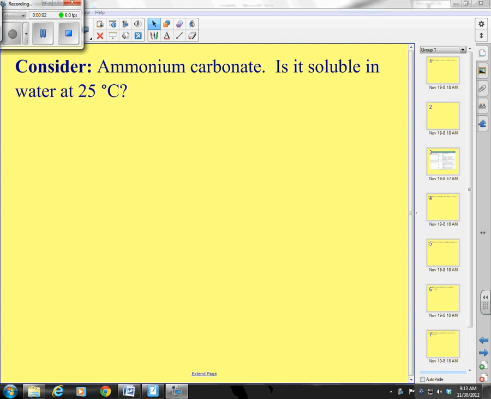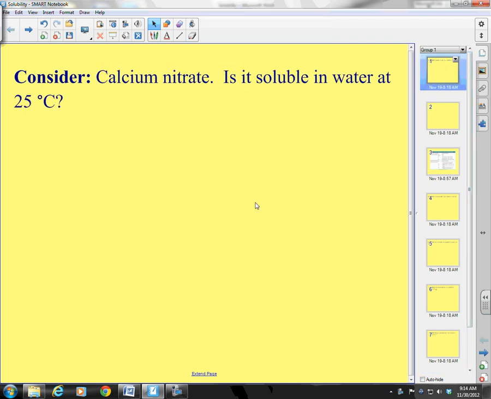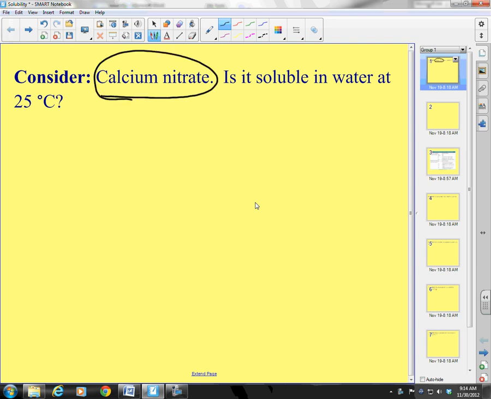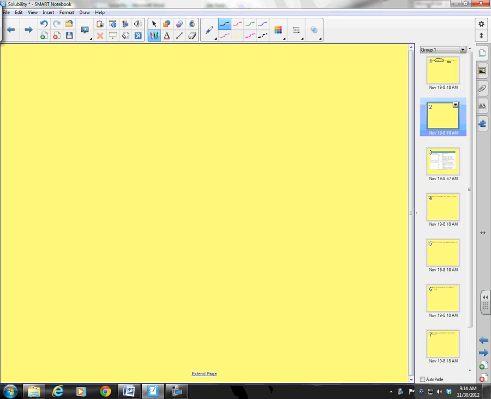Well, hello everybody, and let us continue in our discussion about reactions. One part of reactions is this idea of solubility. So what do I mean? Let's look at this. Consider calcium nitrate. Is it soluble in water? What does that mean? Okay, let's talk about solubility.